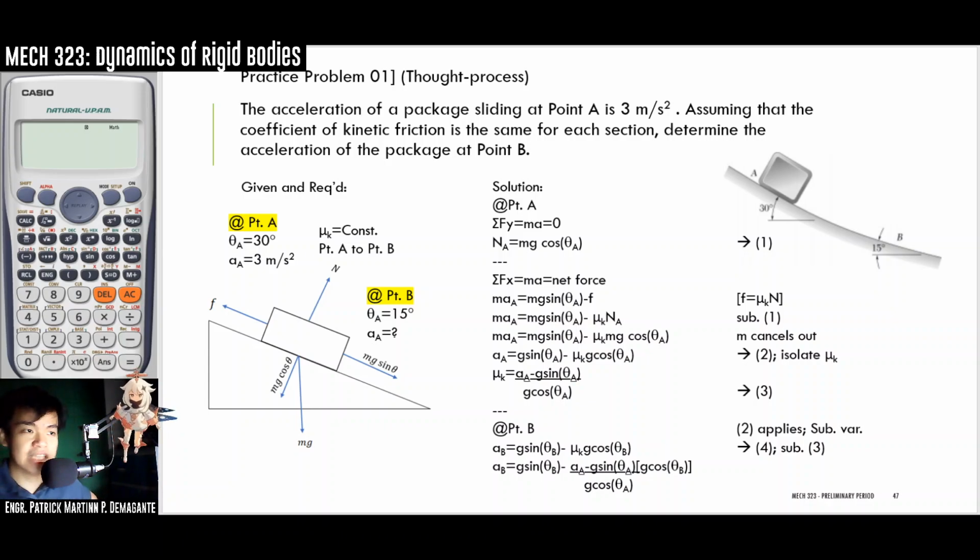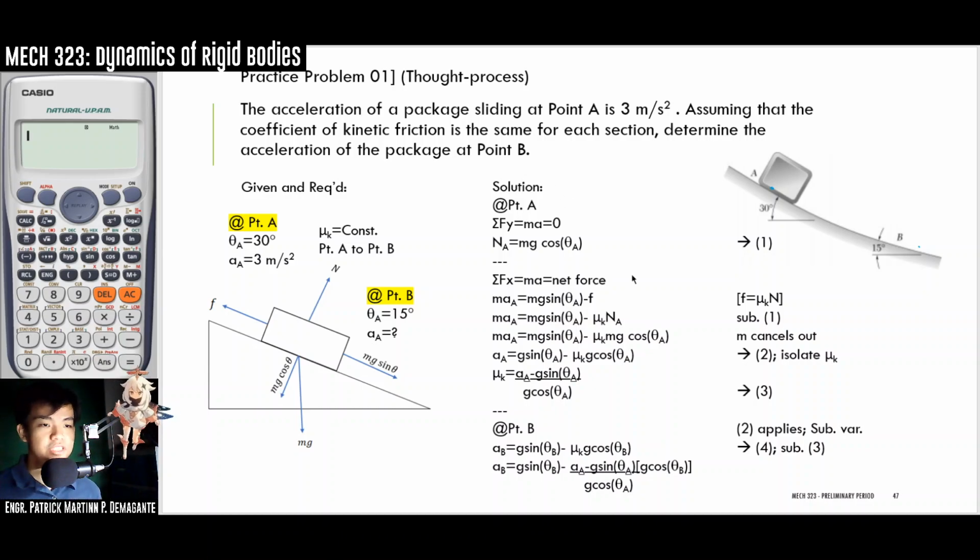Ito na yung practice problem 1 niyo. So, yung thought process, naglagay ako ng mga steps dito. So, acceleration daw ng package from point A, this one is point A, meron daw siyang 3 meters per second squared na acceleration. And assuming that the coefficient of friction is the same for each section, yung coefficient of friction daw dito ay equal sa point A equals sa point B. So, determine the acceleration of the package at point B.